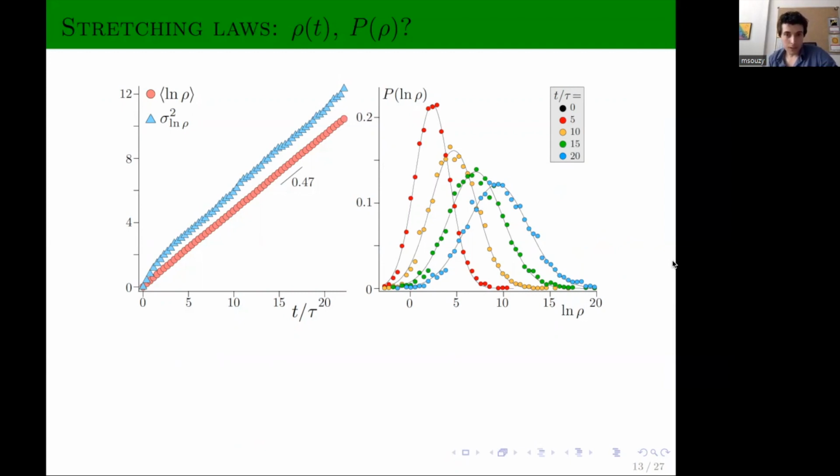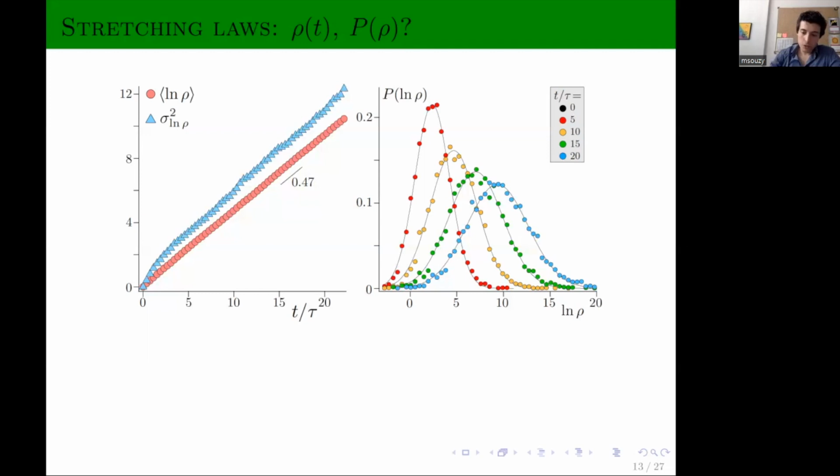So very interestingly, here what I plot is the distribution of the logarithm of rho, so the logarithm of the elongation. And if you look on the right, you see that the logarithm of rho is normally distributed, and that as time goes by, the mean value of this normal distribution is increasing, which is what you see on the left plot in red. And the normal distribution is also spreading, so getting wider. And the rate at which the average logarithm of rho is increasing is surprisingly very similar to the rate of increase of the variance of the logarithm of rho.